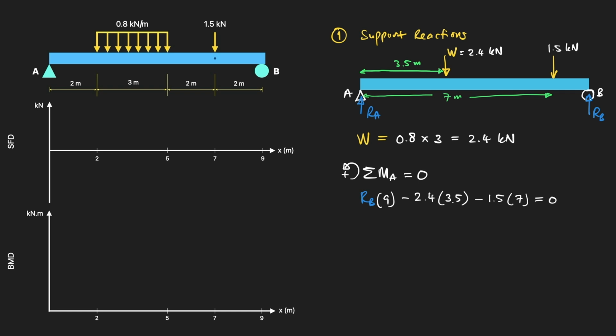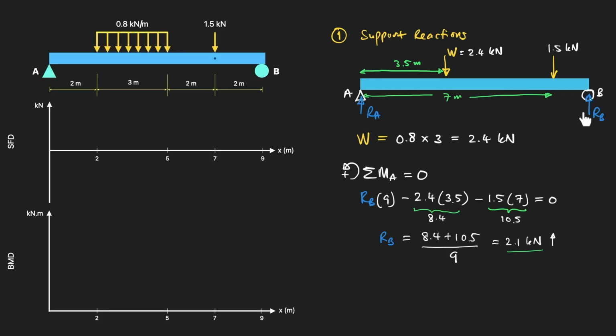Now we solve for RB. 2.4 times 3.5 is 8.4. 1.5 times 7 is 10.5. Divide by 9. RB equals 2.1 kilonewtons, positive upward, matching the direction we assumed.